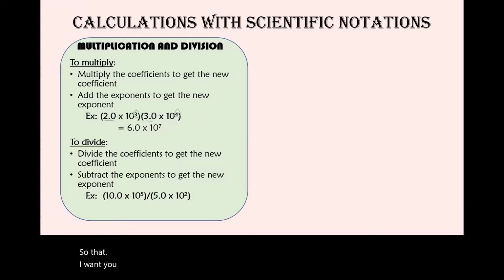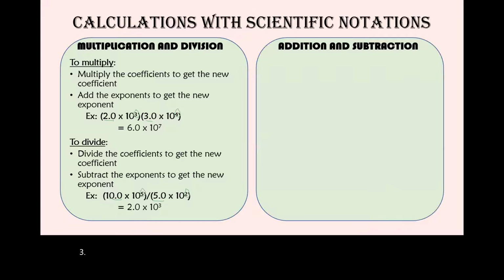Here you have two numbers given in scientific notation and they are dividing. So you do 10 divided by 5, that gives you 2. And then you have 5 minus 2, that gives you 3. So the answer is going to be 2 times 10 to the power of 3.